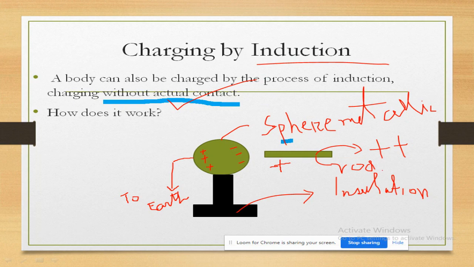Bring this rod close to the sphere, but do not make any contact here. I repeat, there should not be any contact.